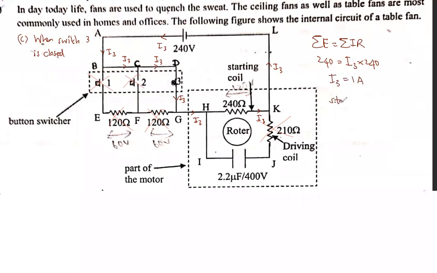Now for the starter motor, starting coil, we can use power equals I squared R. The same thing we are repeating. Power is unknown. Power equals I squared R, which is 1 squared into R. R is 240. So now the power is 240 watt.